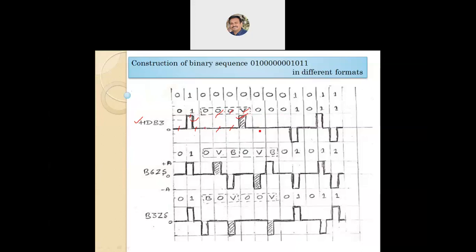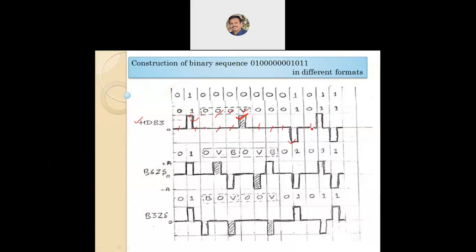So 0 will be 0, next 0 will be 0 amplitude, next 0 will be 0 amplitude, 1. We need to draw according to the previous condition. So the previous amplitude of the binary bit 1, that is the violation, is plus A, hence we are going to draw according to bipolar, it should be minus A.